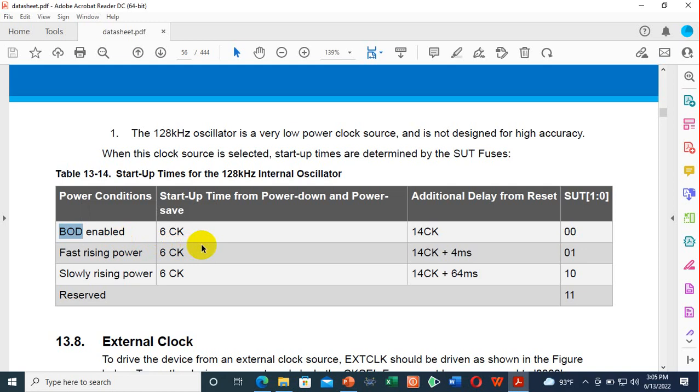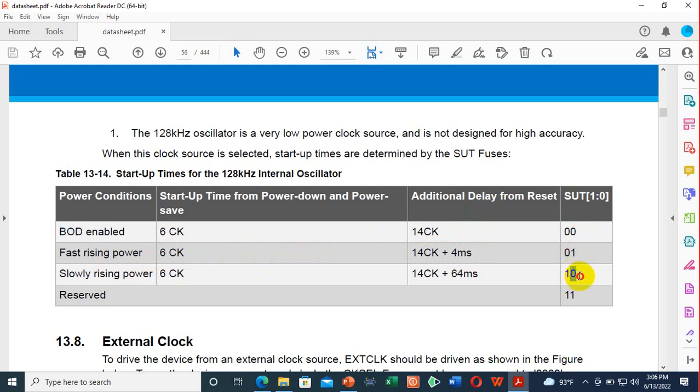Then the startup time from power down and power save is 6 clock, and the additional delay from reset is 14 clock. This is the startup time selection 00. If you do the 01, which is fast rising power, the startup time from power down and power save is 6 clock, with 14 clock additional delay from reset plus 4 millisecond for this option 01.